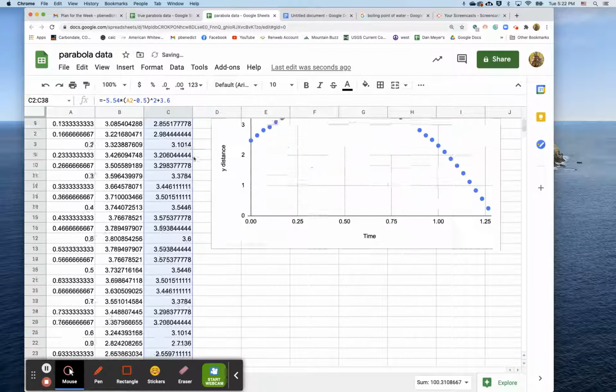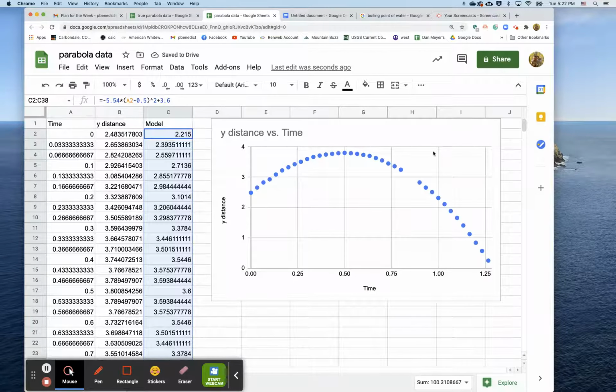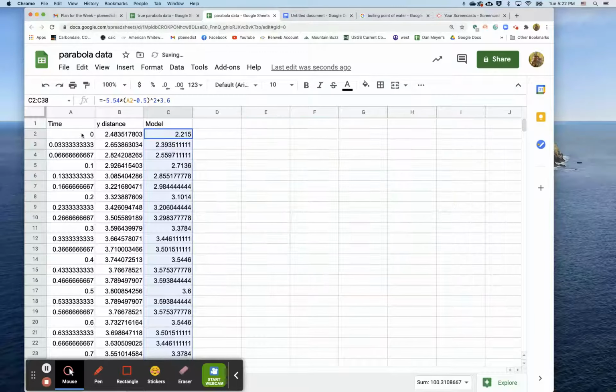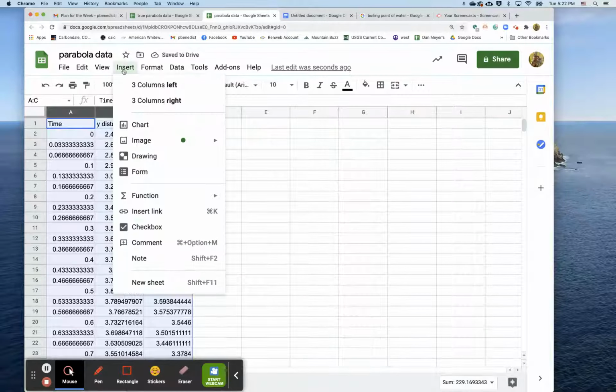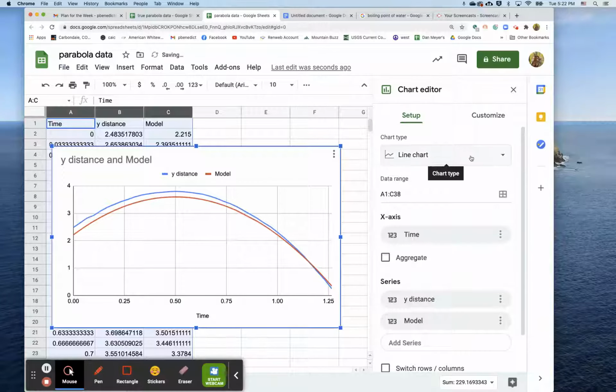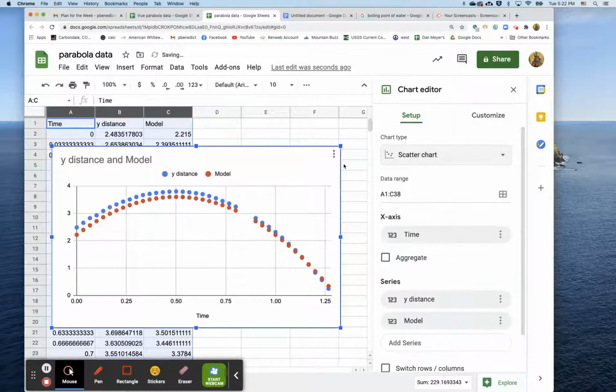Now what I can do is drag this down like this, right? And then I'm going to go ahead and delete the chart, and then I'm going to highlight all three columns and say insert chart. And I'm going to turn it into a scatter plot.